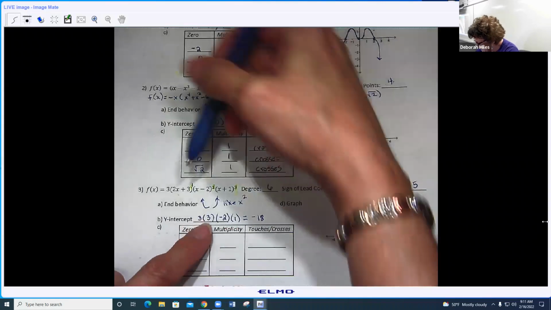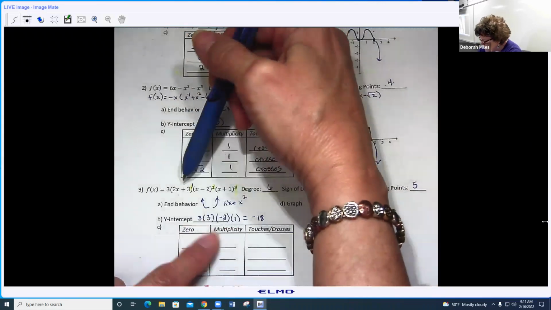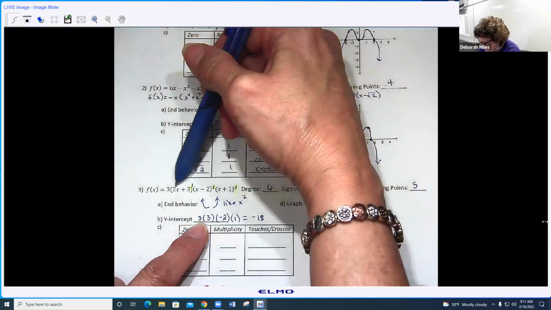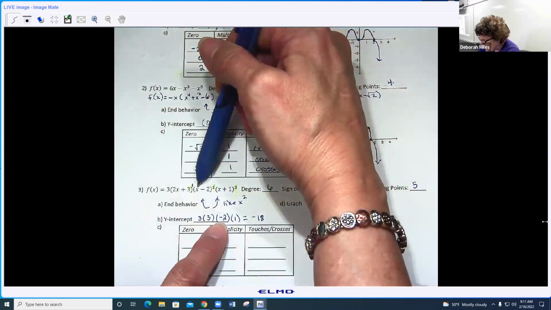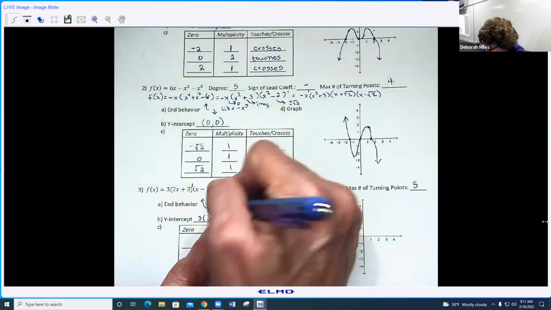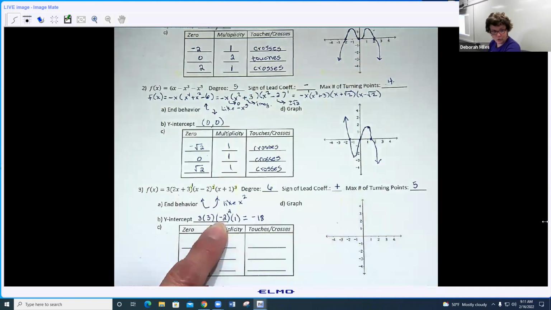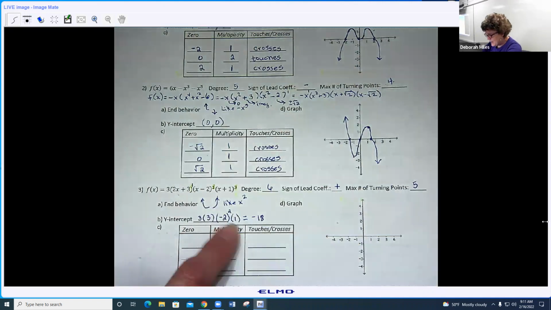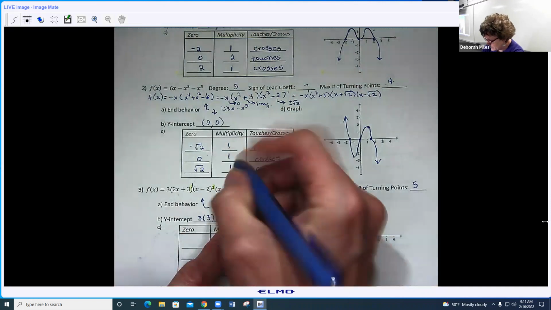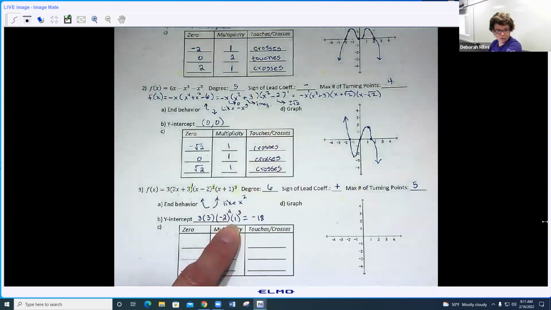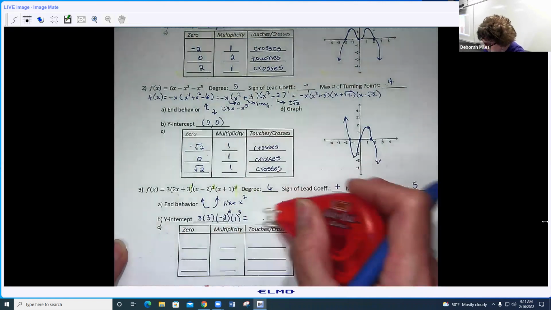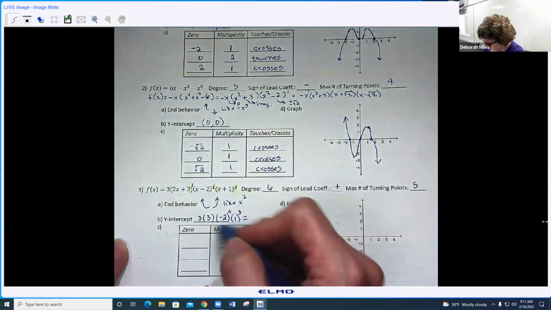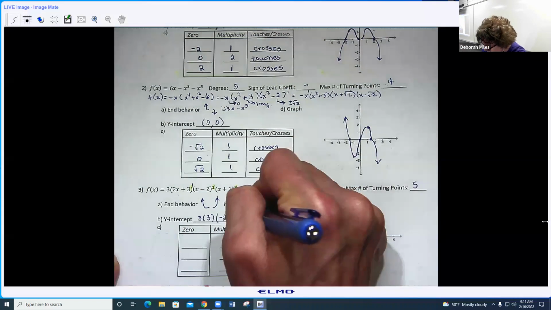If I let x be 0, that 3 is to the first. If I let this x be 0, I'd get -2, but it's still squared. And if I let x be 0 here, 1 cubed is still 1. So that would not be -18. It would be 4 times 9, it'd be +36.